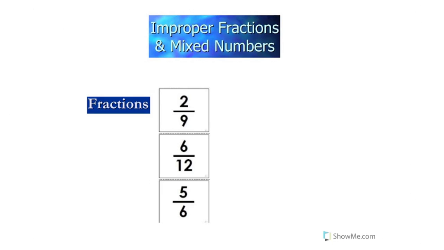Fractions look like the following numbers: 2/9, 6/12, and 5/6. Now fractions are part of a whole number. So that means if it's a fraction, you have less than one whole. The top number represents the numerator and the bottom number represents the denominator. Now, having said this, let's make sure we understand what fractions are a little bit further.